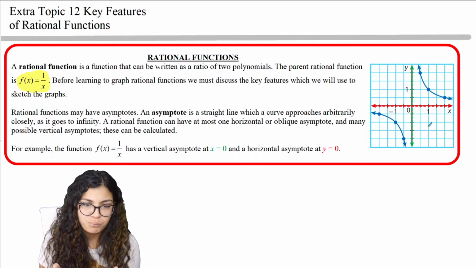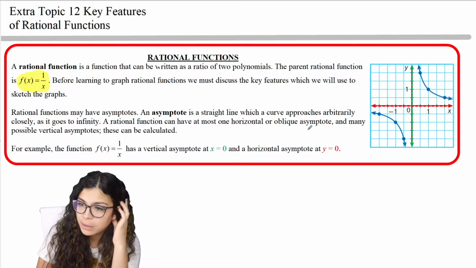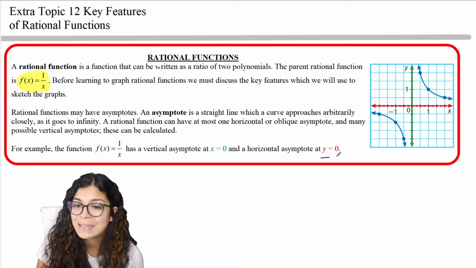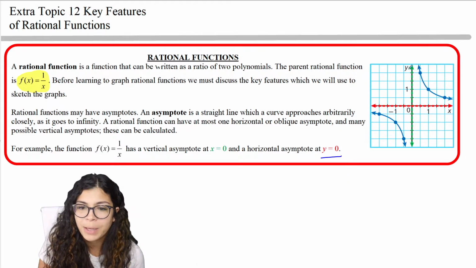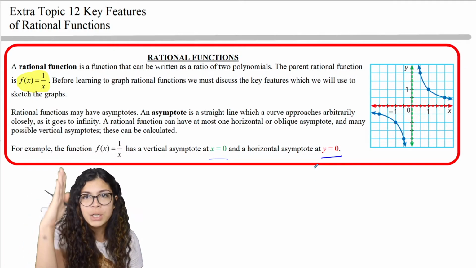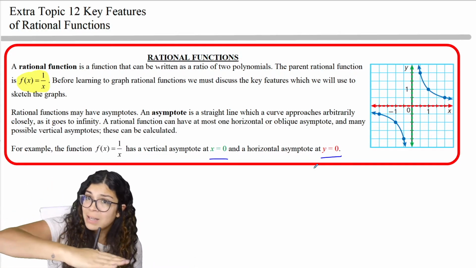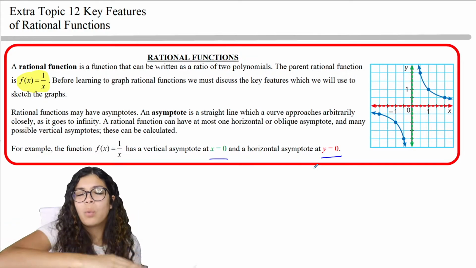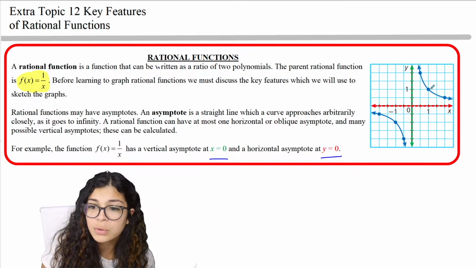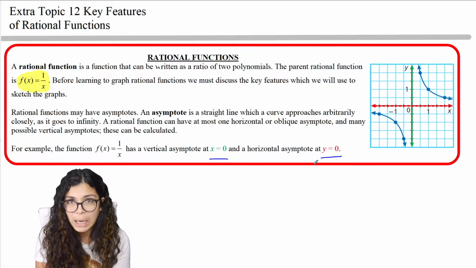Now, if you look at this example here specifically, you see that the horizontal asymptote is at y equals 0, and that a vertical asymptote is at x equals 0. Those are the line equations. You know that a vertical line is always x equals whatever x value that vertical line goes through. And a horizontal line equation is y equals whatever y value that horizontal line goes over. So you always write the asymptotes as the equation of the line.